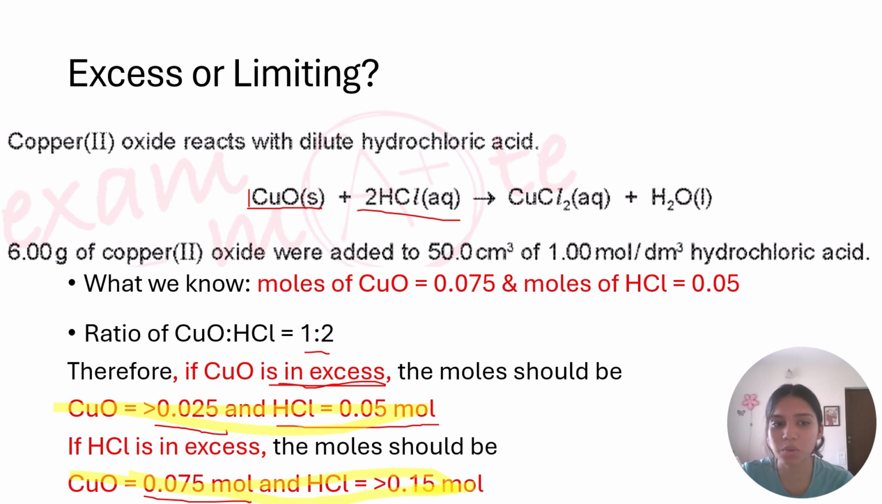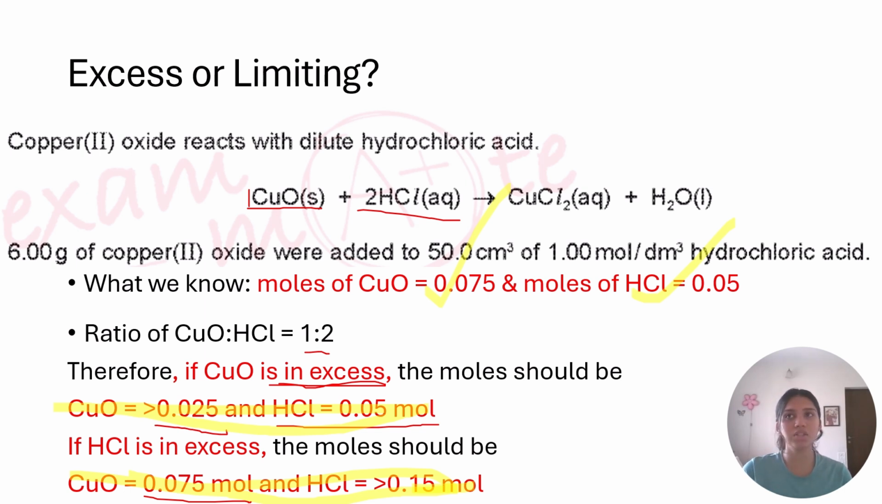But if we look at the first equation, there would have to be 0.05 moles of HCl, which is satisfied, correct? And there would have to be more than 0.025 moles of copper oxide, which is also satisfied. So from this equation, we know that copper oxide is in excess. As simple as that. Now, if they flipped over the question and asked you which reagent is the limiting factor, then that would be HCl. Okay, because copper oxide would be the same and HCl is basically less than 0.15. It's 0.05, that means HCl is limiting.